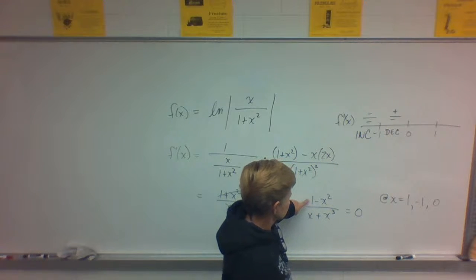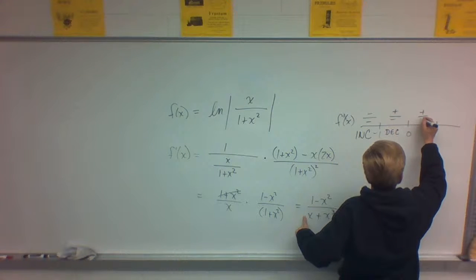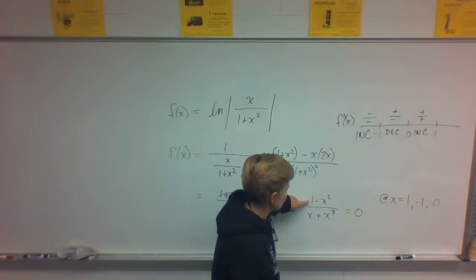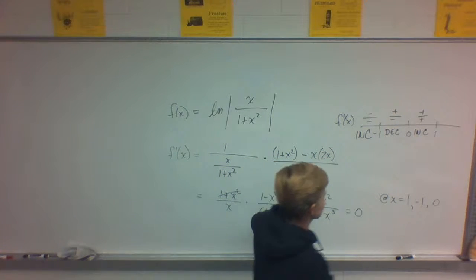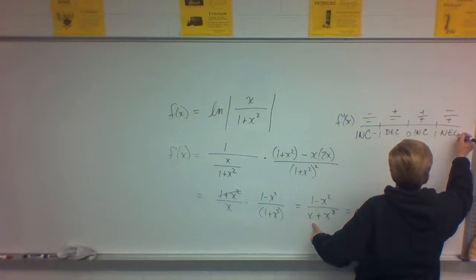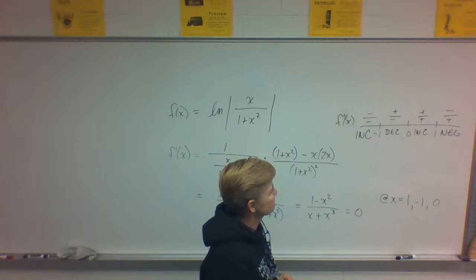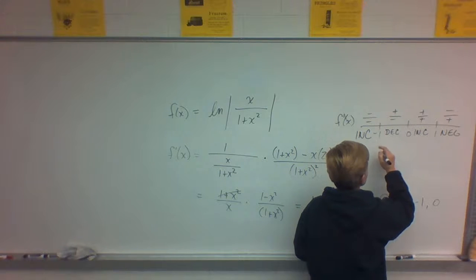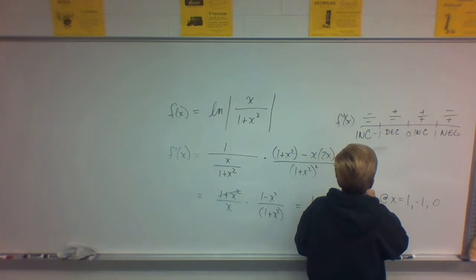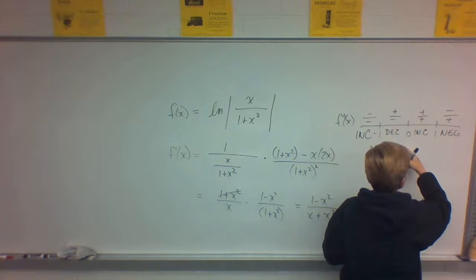When it's 1/2, this is still positive and this is positive. And if we choose something greater than 1 like 2, will this be positive or negative? Negative over positive. So where do we have maxes and mins? Is this a max or a min? Maximum. Increasing to decreasing. It's a maximum.